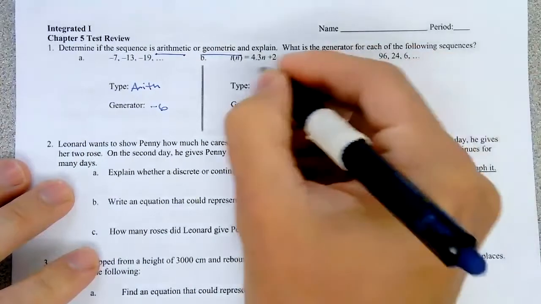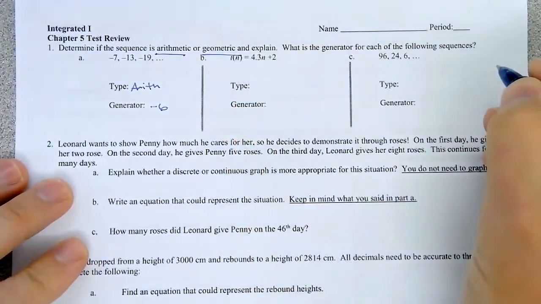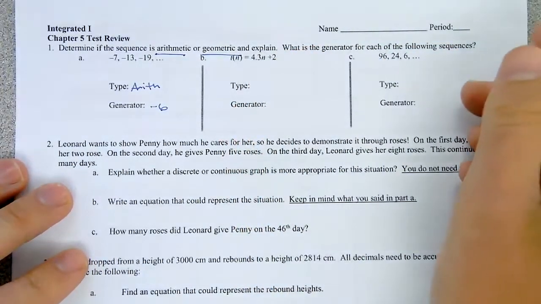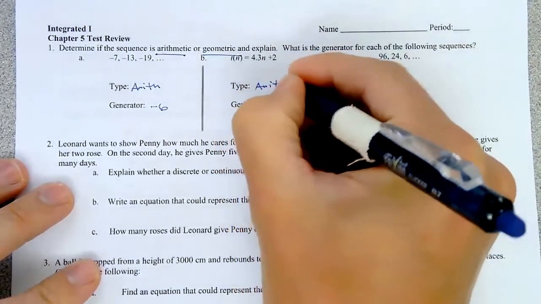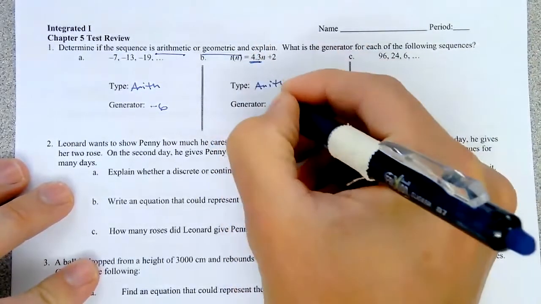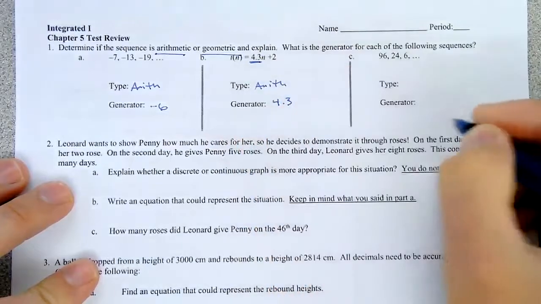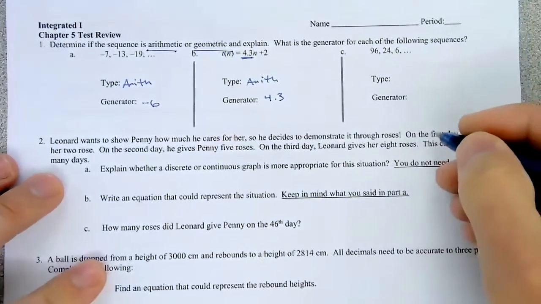Second one, they put it in the form of the equation. So you just have to be able to recognize the equation as arithmetic, and remember which part is your generator, which is that part right there. Also kind of the slope.